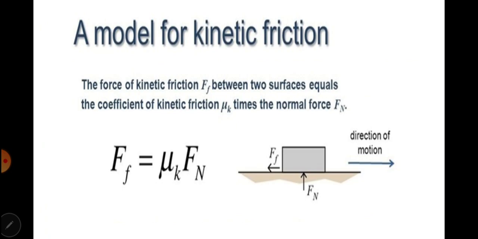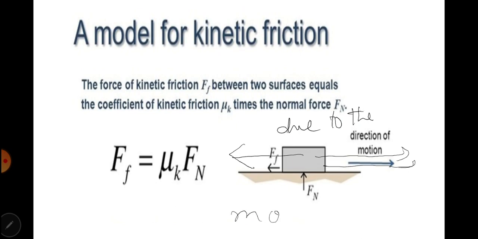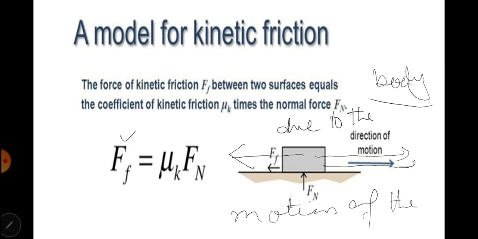Now a model for kinetic friction. This is the direction of motion. Body is moving in this direction, so the force of friction is in this direction. This is due to the motion of the body. The force of friction is equal to mu k times the normal reaction, which represents weight. The force of kinetic friction f between two surfaces equals the coefficient of kinetic friction, mu k, times the normal force.